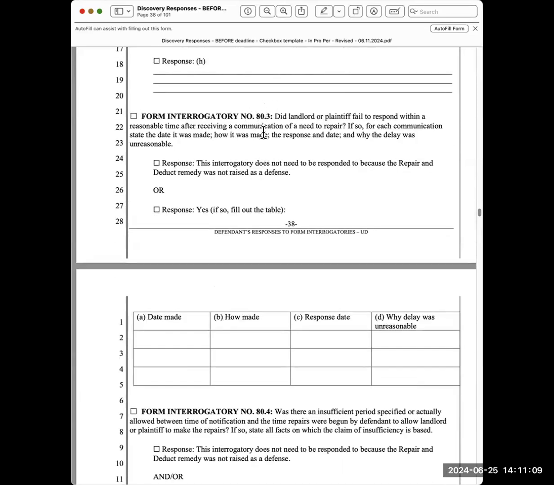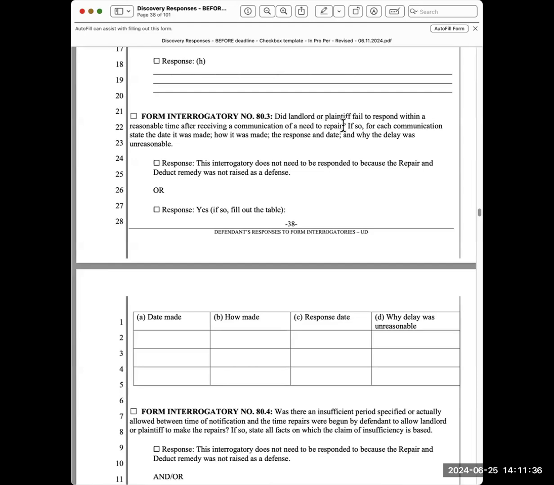80.3, again, these next two questions fall under 80, under repair and deduct remedy. So in both of these next questions, if your answer was no above to the first one, then the answer is going to be the first response here. The interrogatory doesn't need to be responded to because repair and deduct remedy was not raised as a defense. Otherwise, answer the question.